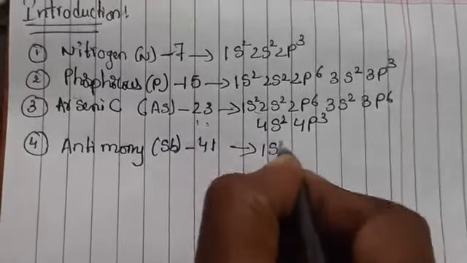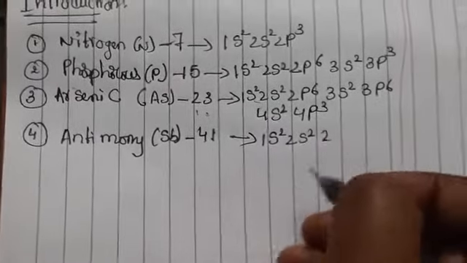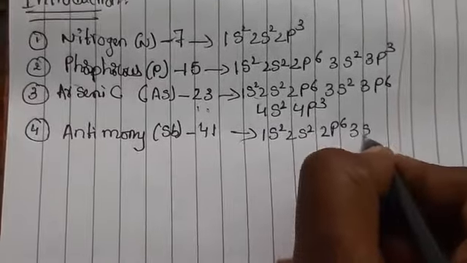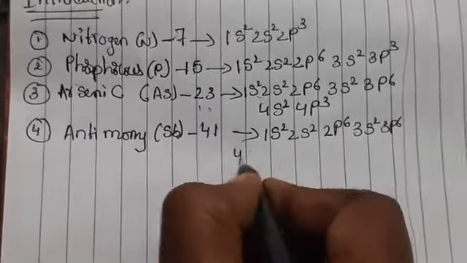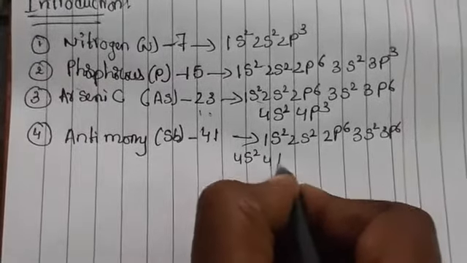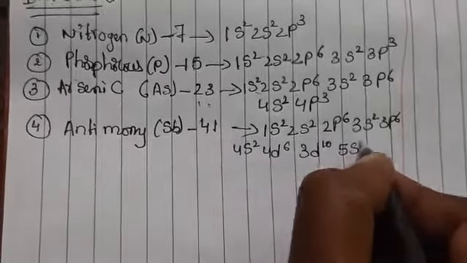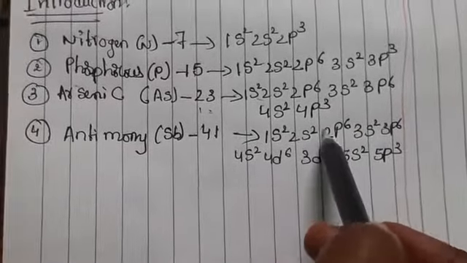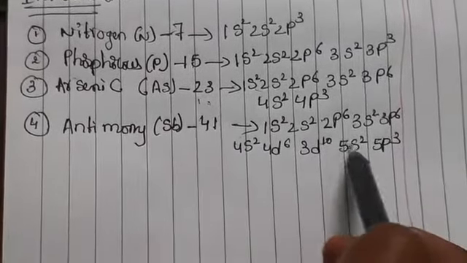The electronic configuration is 1s2, 2s2, 2p6, 3s2, 3p6, 4s2, 4p6, 3d10, 5s2, 5p3. If you count here, 10, 20, 30, 38 plus 3, 41.